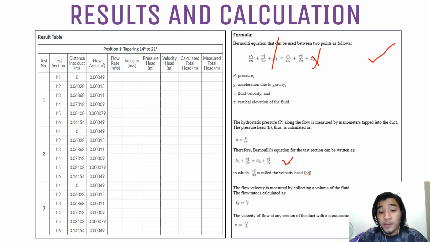And then the flow velocity is measured by collecting a volume of the fluid, and the flow rate is calculated as Q equals V over t. Then we can calculate the velocity of flow at any section of the duct with a cross-section area A by using this formula, V equals Q over A. As we have all the calculations, we can insert all the data into this and make the graph to make a conclusion for this experiment.